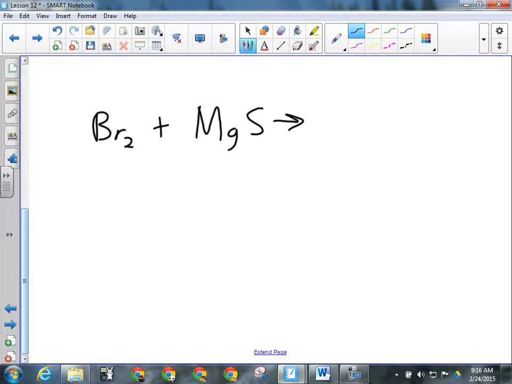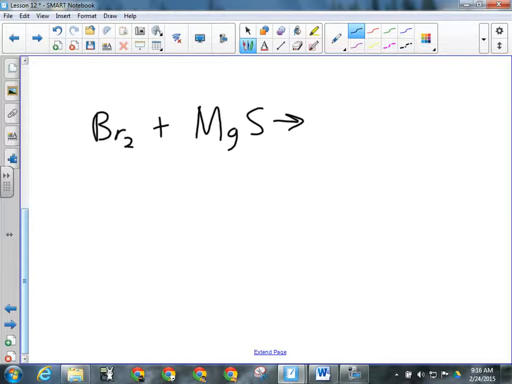Okay, what kind of reaction is this? Just looking at the reactants. I have an ionic compound, and it's reacting with an element. Someone whispered it. It's a single replacement reaction. Now, the thing that's alone, is it a metal or a non-metal? It's a non-metal, right? Bromine is on the other side of the staircase.